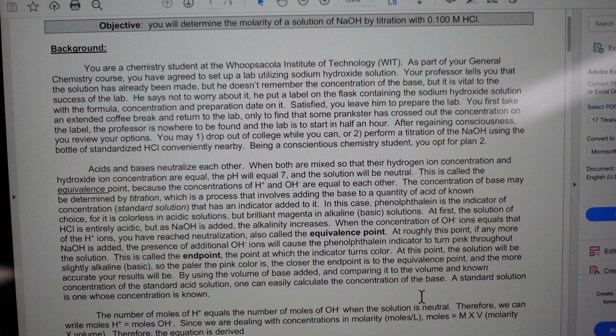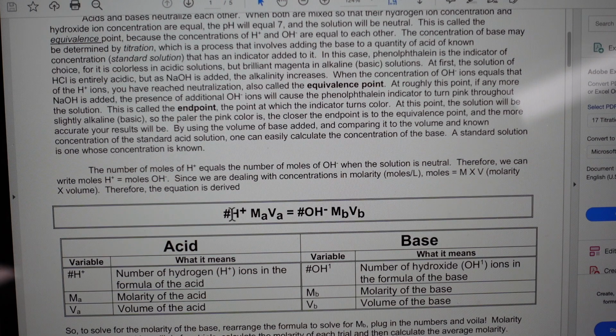Now, acids neutralize bases, wherein the hydrogen ion from the acid will neutralize the hydroxide ion from the base to form water. And as long as there's an equal number of hydrogen ions and hydroxide ions, or more accurately, the same number of moles of hydrogen ions as you have moles of hydroxide ions, you will reach a neutral solution, which is a pH of 7.